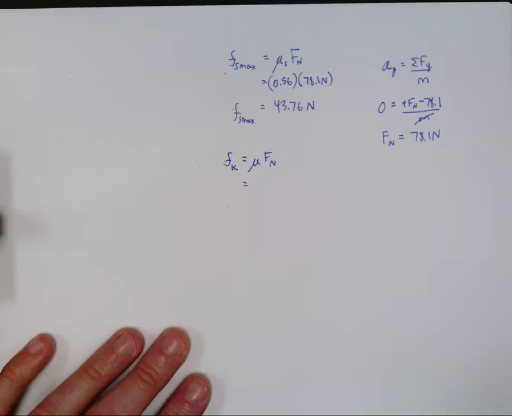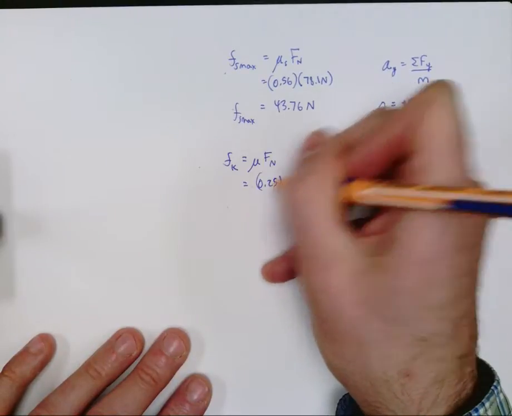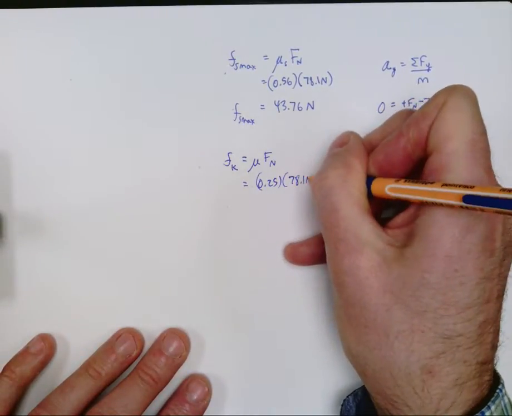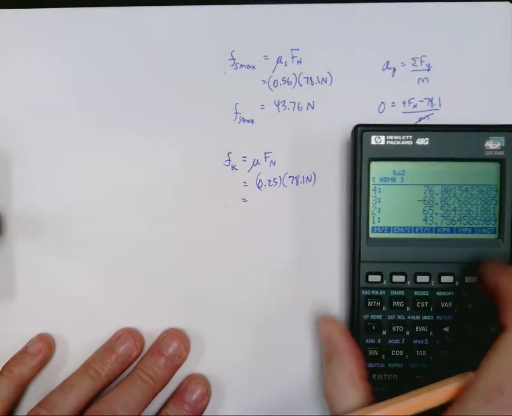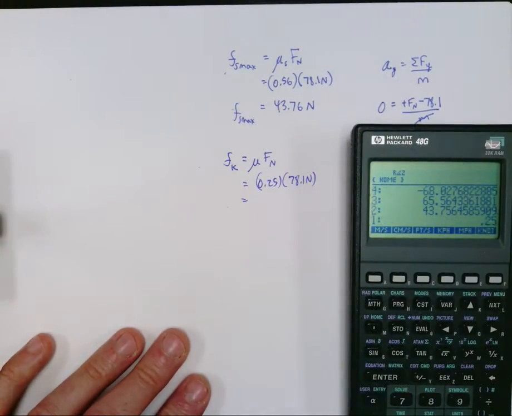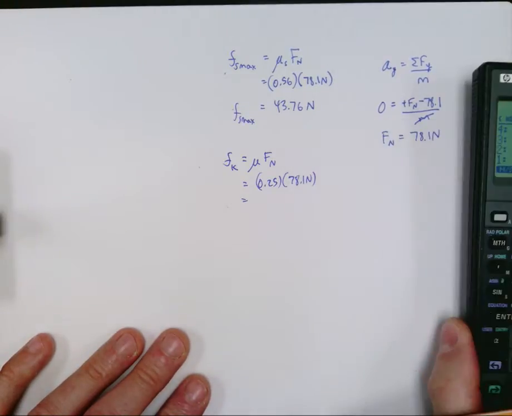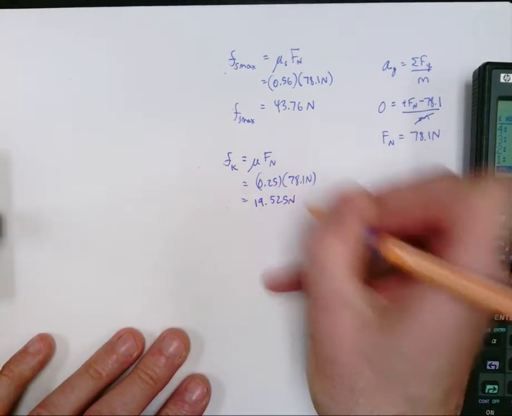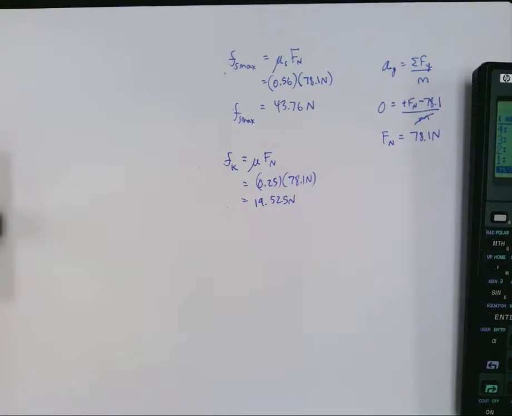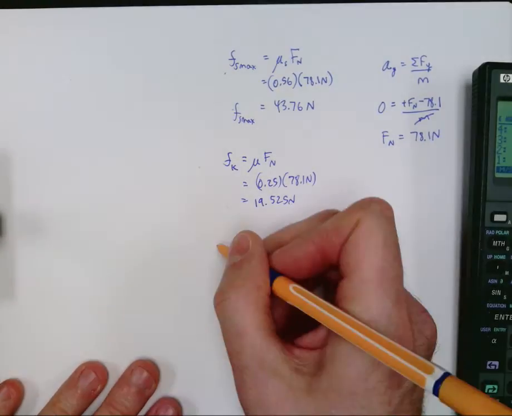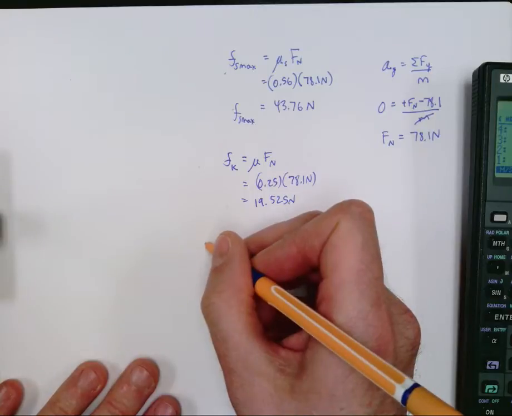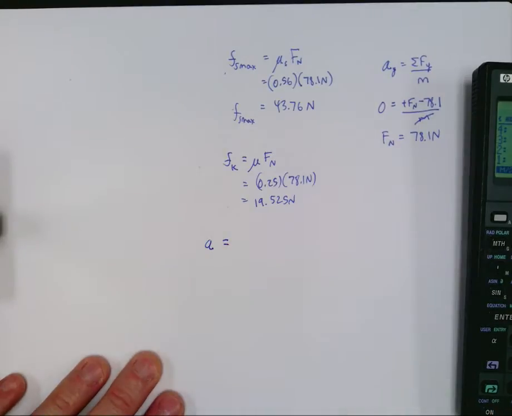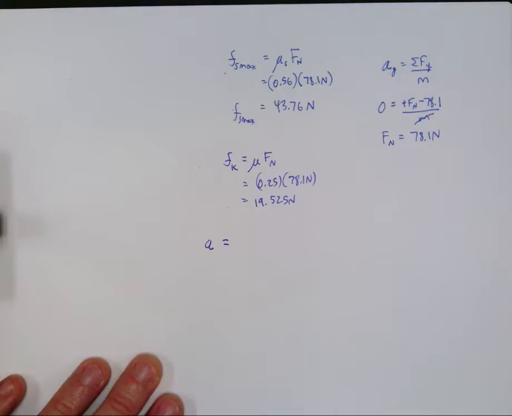They gave us the coefficient of kinetic friction. It's 0.25. The normal force hasn't changed. It's still 78.1 newtons. And kinetic friction is not like static friction in that it can have different values. Kinetic friction just has one value. If the object is moving, then kinetic friction is definitely 19.525 newtons. So now if we calculate the acceleration of this system, let's do that.